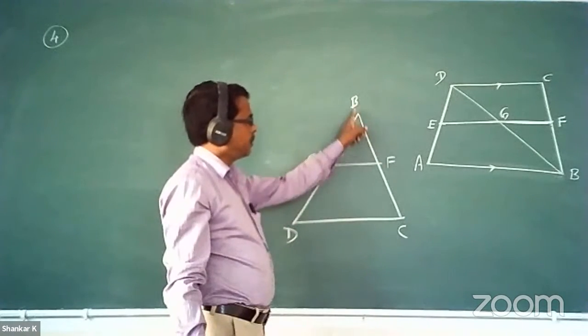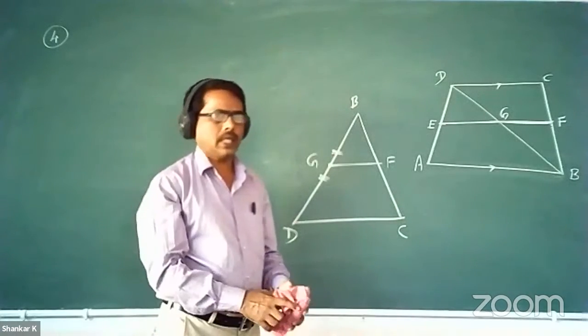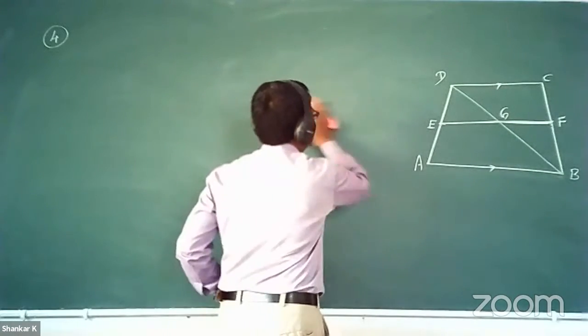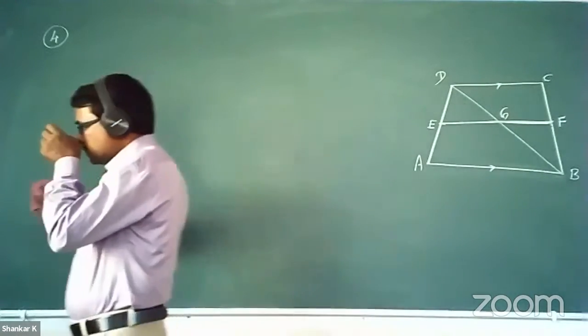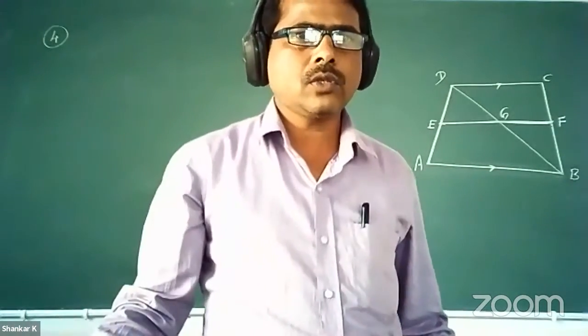F is also the midpoint of BC. You only have to understand; we shall write all the steps. But have you got a rough idea? Did you understand? How many have understood?